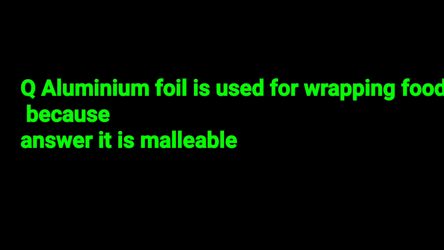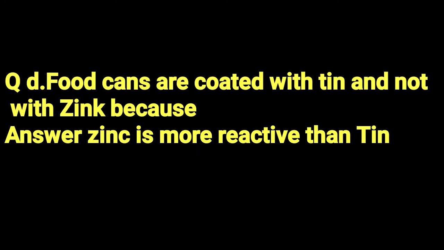Aluminium foil is used for wrapping food because it is malleable in nature. After beating with a hammer, we can convert it into a thin sheet, so it can be used for food wrapping. Food cans are coated with tin, not zinc, because zinc is more reactive than tin. So whatever food is there will react with the zinc.